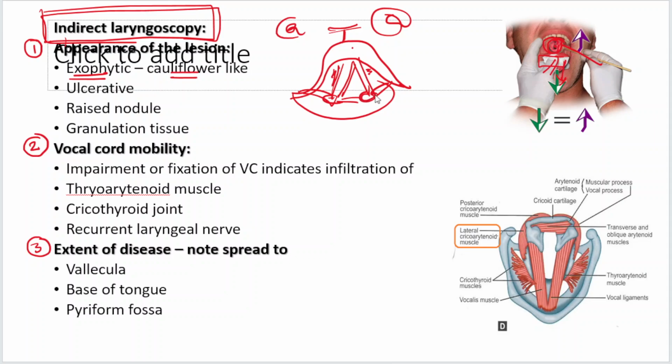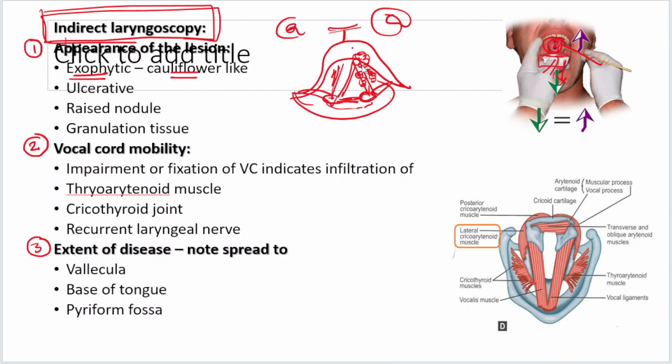These are the false cord. This is the arytenoid. This is the postcricoid area or the posterior commissure area. This is the piriform fossa. So there may be a growth of the vocal cord. There may be a growth on the false cord. There may be growth on the epiglottis.